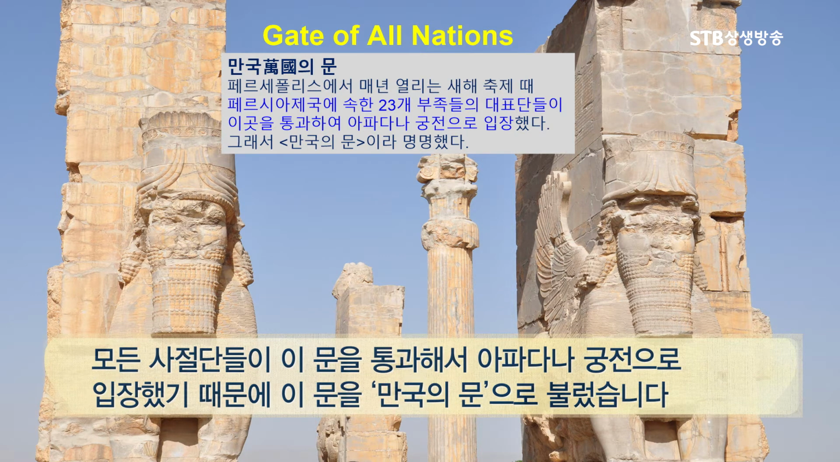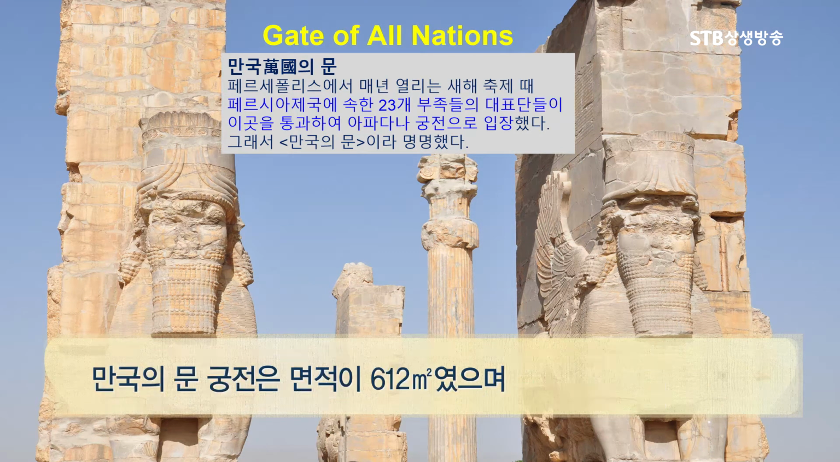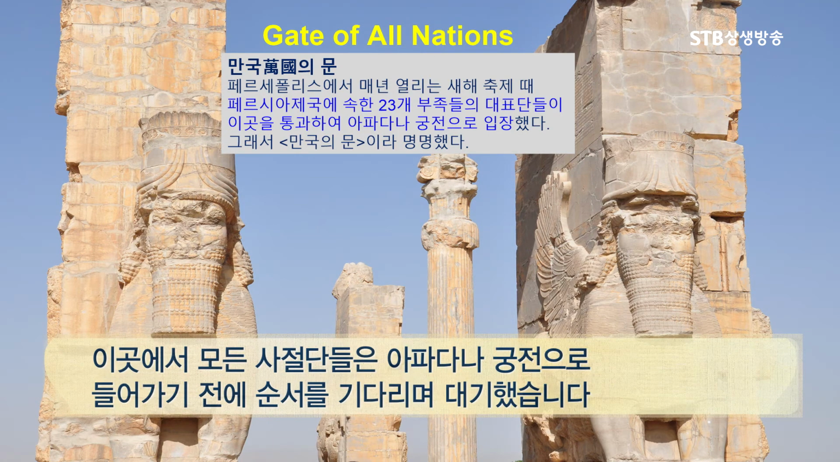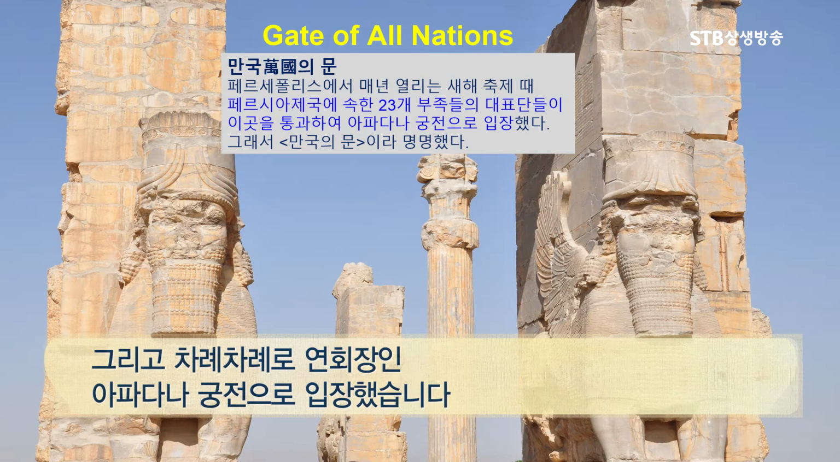So this is somehow like the gate of all nations, because all the delegations had to pass through this gate to reach Apadana Palace. The size of this waiting hall is 612 square meters. We could say waiting hall or waiting palace, because all delegations, one by one, had to enter this magnificent palace and wait there to enter Apadana Palace, where the ceremony and festival were held.